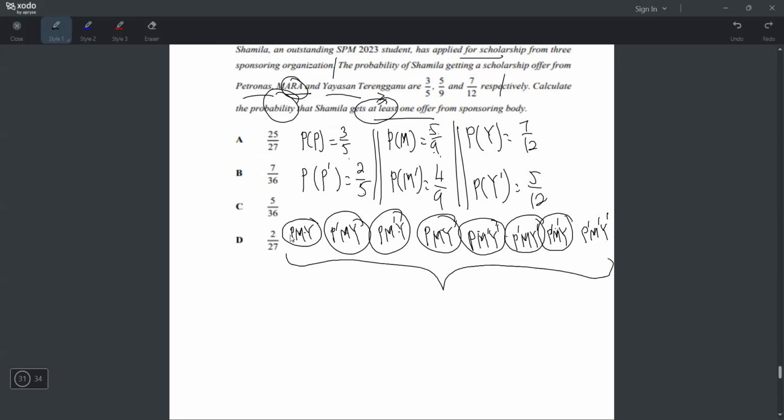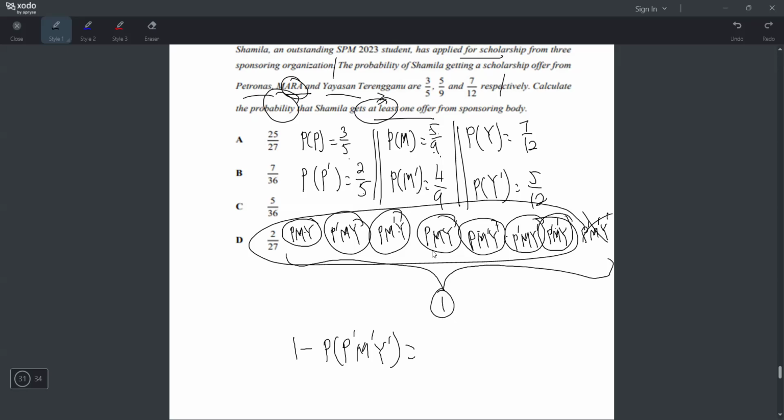Do you remember I told you just now, if you do it for everyone here, all the possibilities, and if you add them all, you will get one? Right? Because the total probability is always 1. So the other way is you take 1 minus what you don't want, because the total is one. So you take 1 minus the probability for P prime, M prime, Y prime. So you take 1 minus what you don't want, and you get the balance. Right? And then the balance, that's the answer. And it's faster if you do it like this, right?